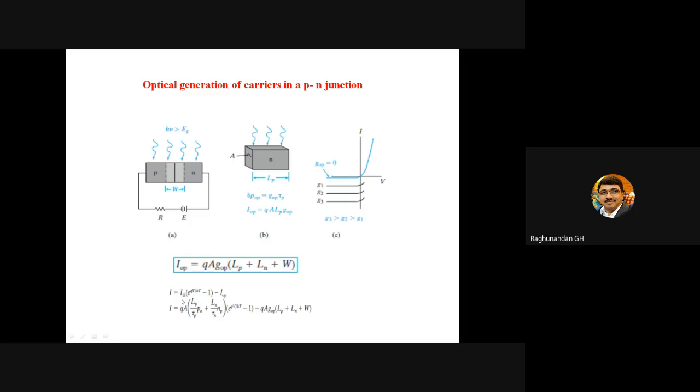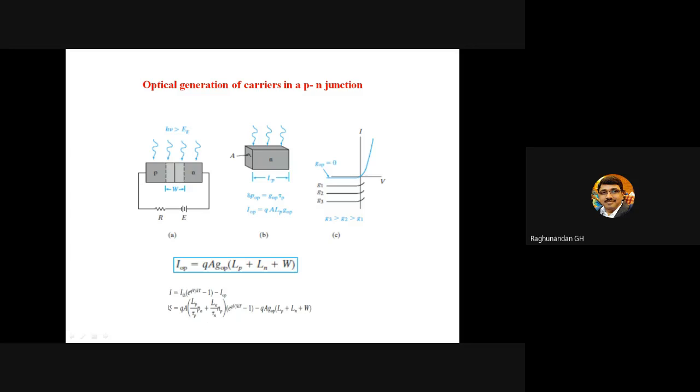After that, I is equal to ITH into (e to the power of QV by KT minus 1) minus IOP. We know that thermally generated current will also be there. Because of the light falling, heat will also be generated, and because of that, some amount of charges will be generated. So the total current is equal to the thermally generated current minus the optical current. That is the actual current which will finally be flowing.